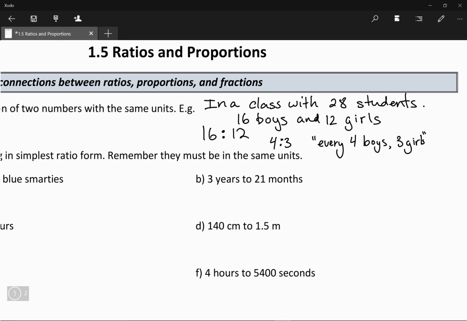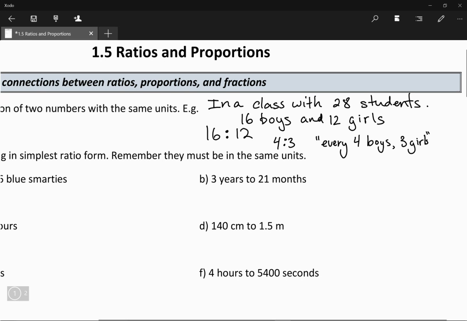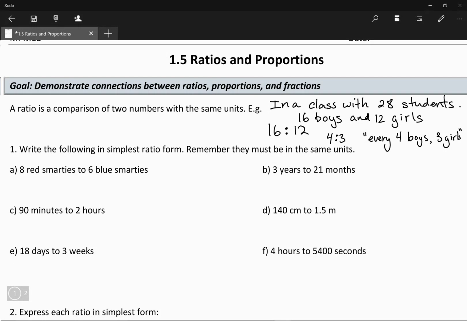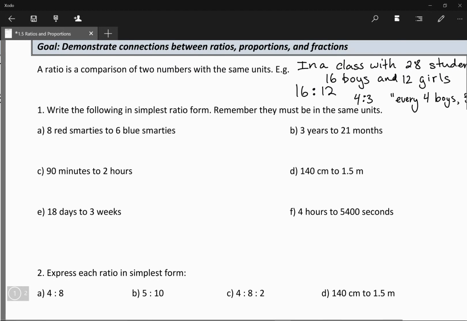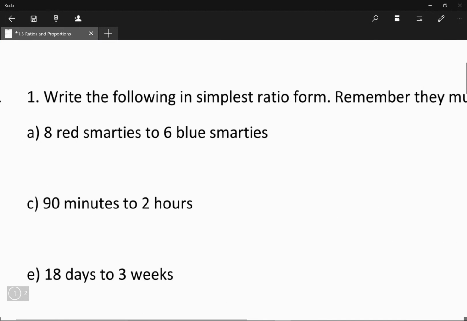So you always compare two numbers with the same units. In this case, we're comparing people. You can't compare other things unless they're in the same units. So let's write the following in simplest ratio form. Remember, they must be in the same units.